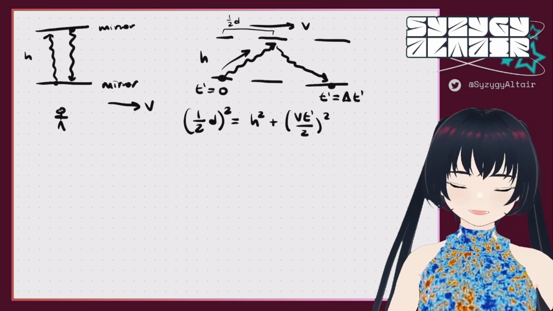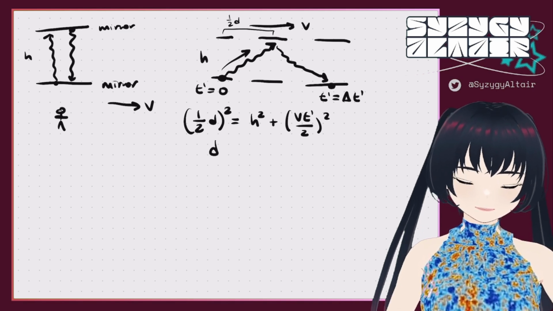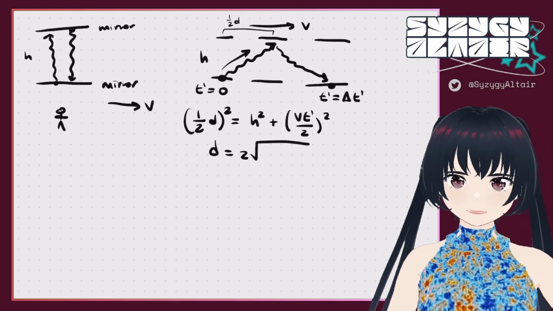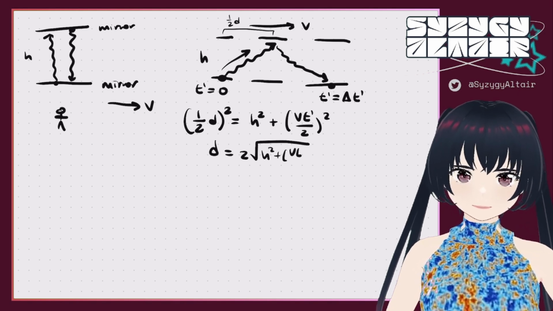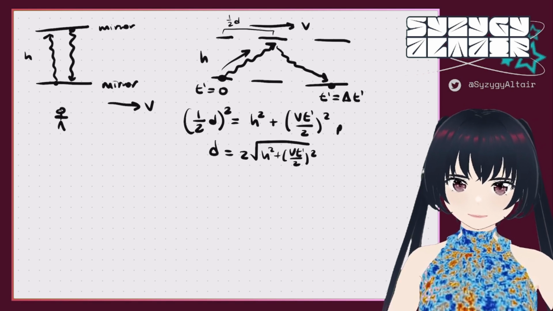So if we were to solve for the total distance that the light travels, d, we would get d is equal to 2 times the square root of h squared plus (v times t prime divided by 2) squared. So this is just from the Pythagoras theorem.